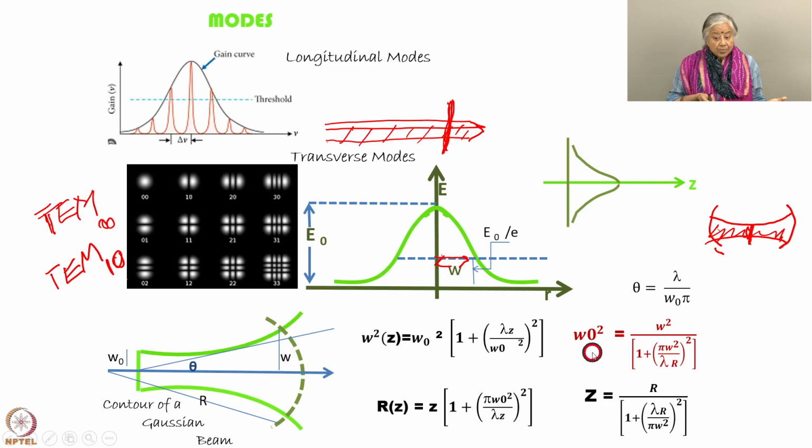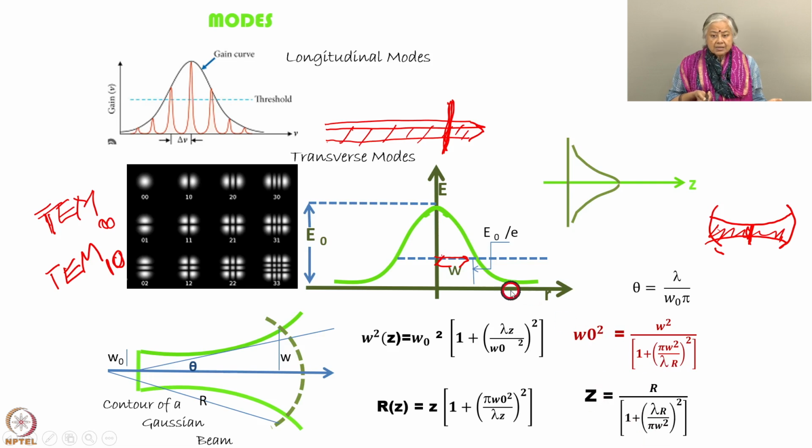Then you can get the omega 0 square, that means you want to know the value of omega 0, what is the waist size. That will be given by omega square upon this formula. Everything is known here, r is the radius of curvature, lambda is the wavelength and omega square. So, this will give you the omega 0 waist size.